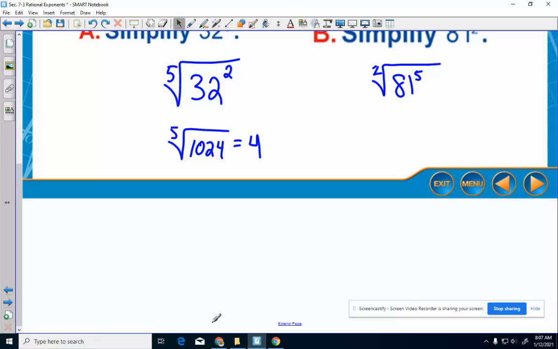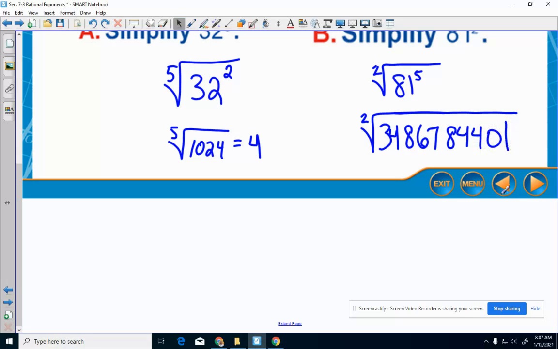Over here we're looking for a square root. 81 raised to the fifth power is a huge number. I guess I can write it here. Better make that a heck of a lot longer. 3, 4, 8, 6, 7, 8, 4, 4, 0, 1.